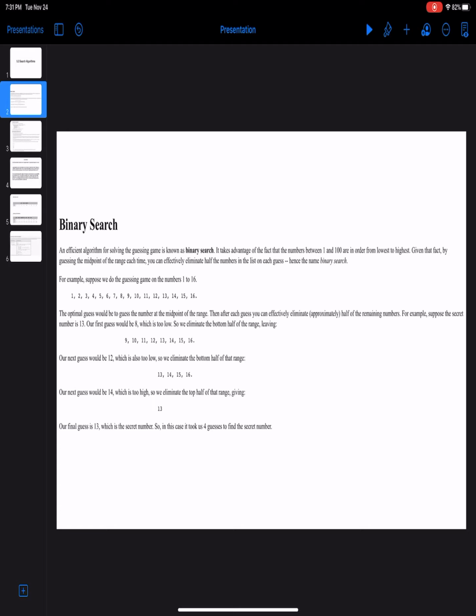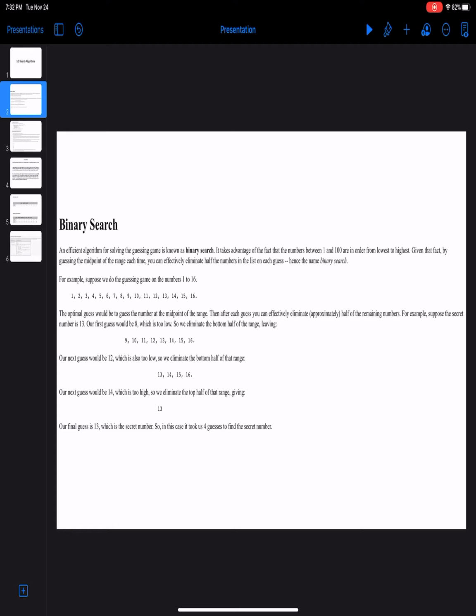For my next guess, I could choose either 14 or 15. If I choose 14, the person will say, nope, that number is too high. That automatically means I can get rid of 14, 15, and 16, and there's only one number remaining, so that one number is the target number in question, which is 13.